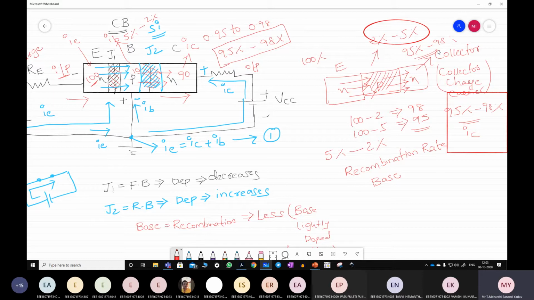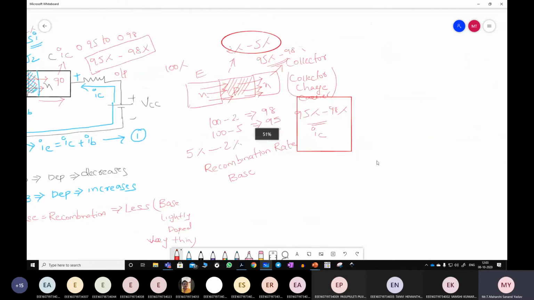Clear or any more doubts? Because this concept is very important for you to understand amplification factors. If you're having any doubt, let me know. Once again, I'll tell. Samyukta, can you repeat once again how I'm getting 95% to 98%?